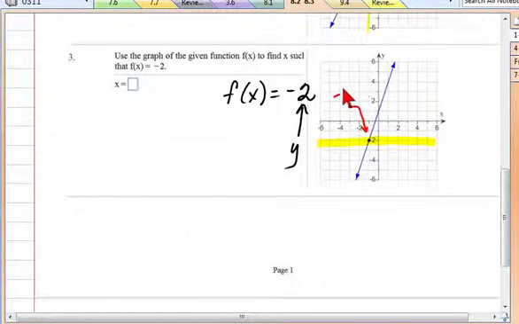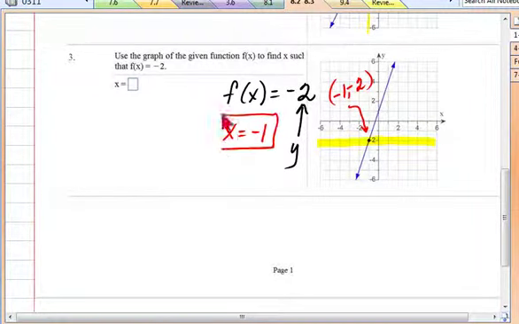For those of you who can see it very easily, it's negative 1, negative 2. So the answer to the question is x equals negative 1. So this time you were given a y and you were asked to find the x.